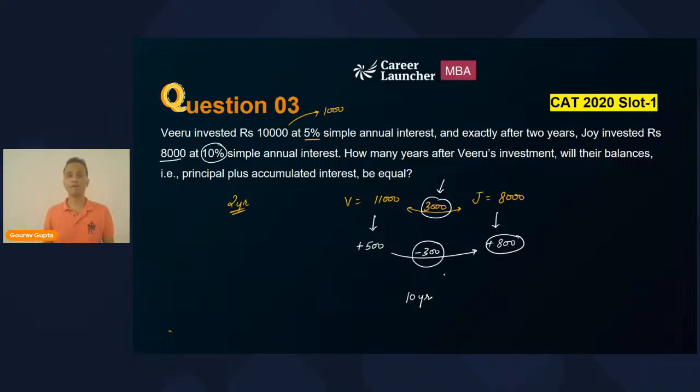And this is what we have to find out: how many years after Viru's investment will their balances, that is principal plus accumulated interest, be equal?